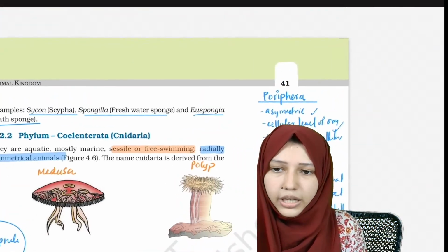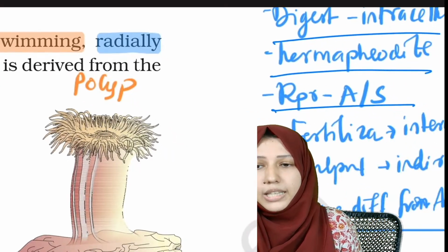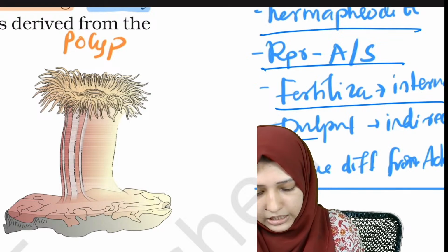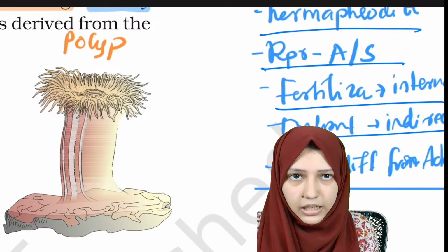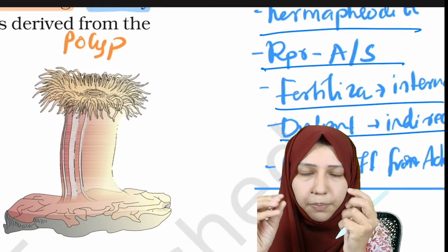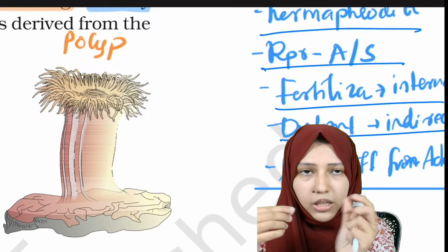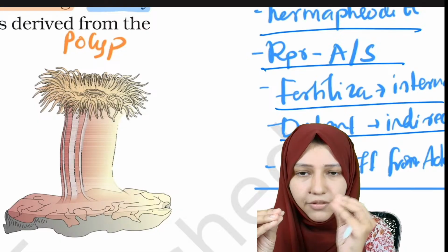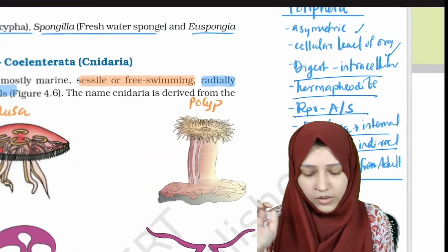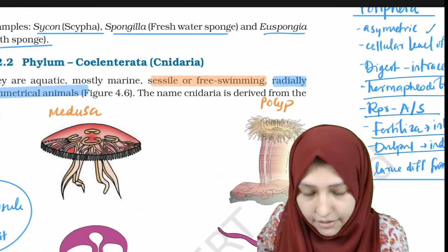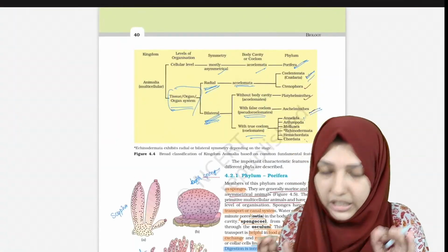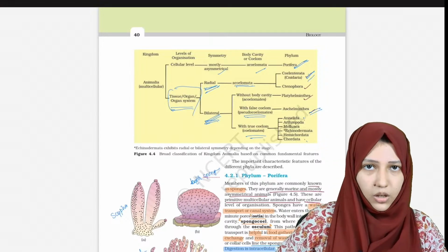You can write it down so that it will be easier. Reproduction is asexual or sexual. Fertilization is internal. Development is indirect. What is indirect development? It means the young form of the organism is different from the adult form. That is known as a larva, different from the adult form. These are the basic features of phylum Porifera. This you have to note.